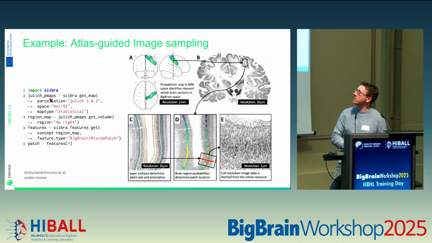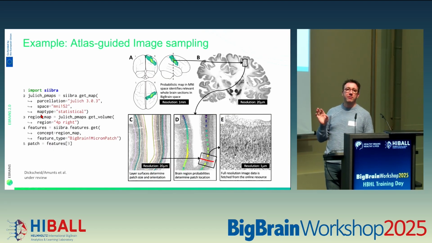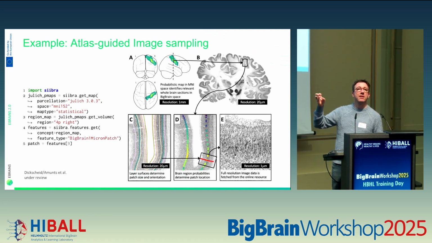So this is a set of maps in a particular space. From this set of maps, we now extract an actual image volume referring to one particular region. In this case, I selected 4P right. So I retrieve the volume for this particular region, a region map. This is not a NIfTI file. This is a structure that knows where to get the NIfTI file, and it knows a few things about it: that it represents that brain region, that it is defined in the MNI space, and so on. Under the hood, it knows how to provide you the NIfTI file.